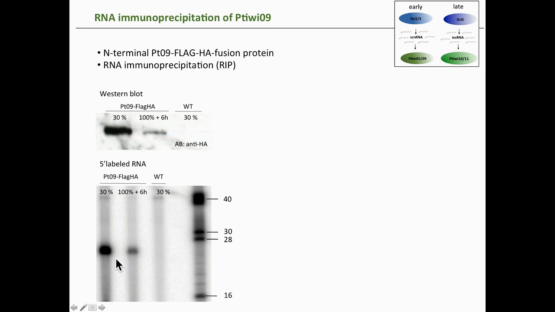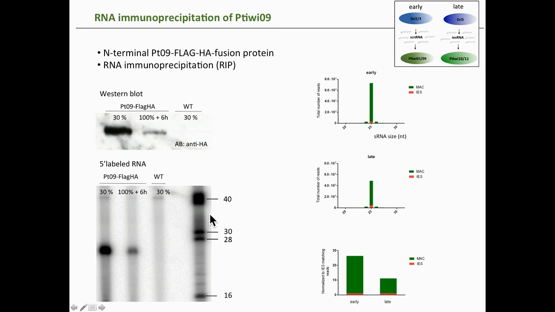Of course, we sent this to sequencing, and here is the early and the late time point. It also makes clear that it's almost exclusively 25 nucleotides long. Here, this is interesting, and Eric also discussed that before with you: we normalized to the IES matching reads. In the later time points, we do see a reduction of around 2.5 times. This somehow corresponds to the model that MAC matching scan RNAs are degraded, but it's still not a 100% situation.